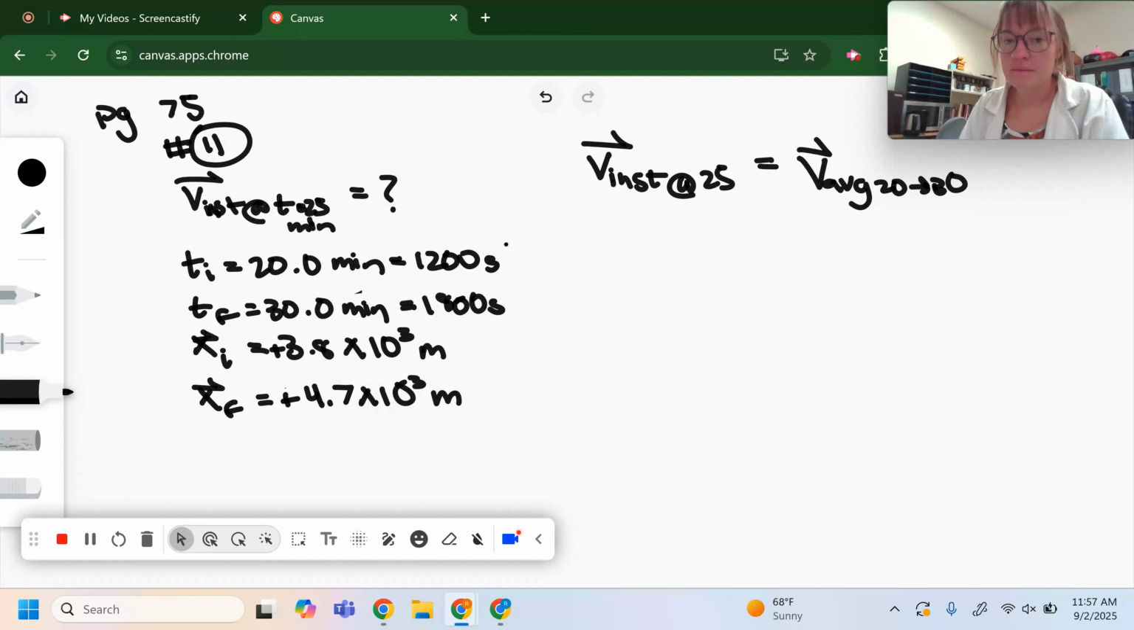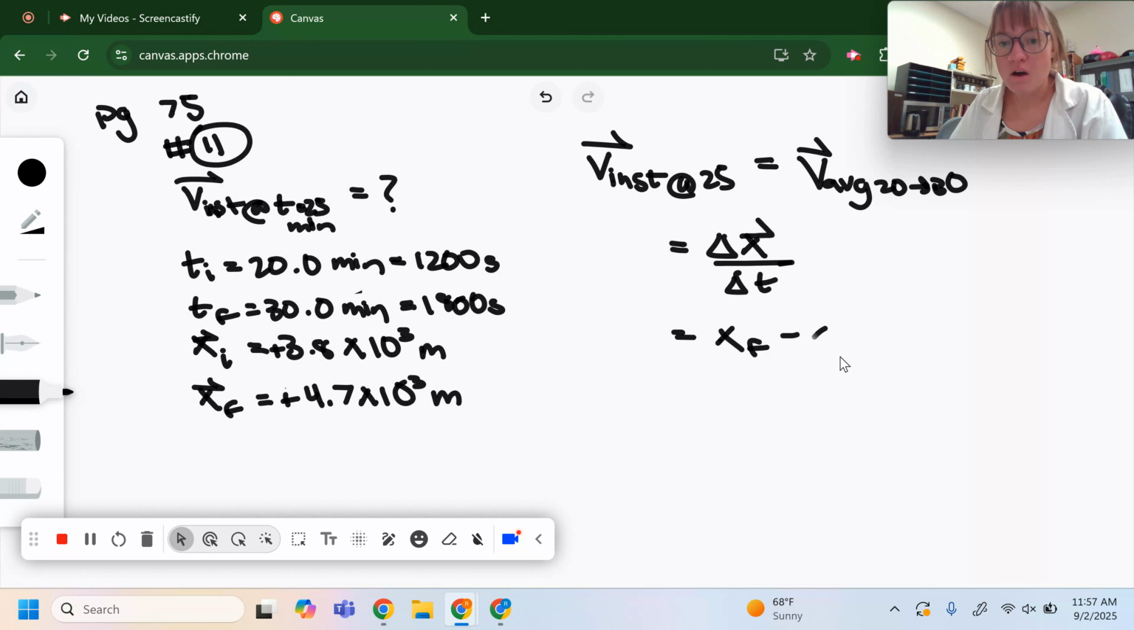Okay, now I know that my instantaneous velocity at 25 minutes is going to be the slope of the line, and the slope of the line is going to be the average velocity between 20 and 30 minutes. So next, I can say, okay, well that is going to be a delta x over a delta t. And specifically here, because it's a slope, that's going to be an x final minus an x initial all over a t final minus a t initial. Do not forget this step. After that, then I can plug in numbers.